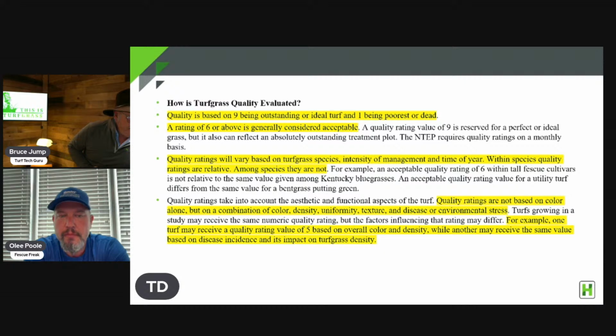So they go 1 to 9. 6 is generally considered acceptable. They don't actually define acceptable here. Oli, I'll give you my definition of it.